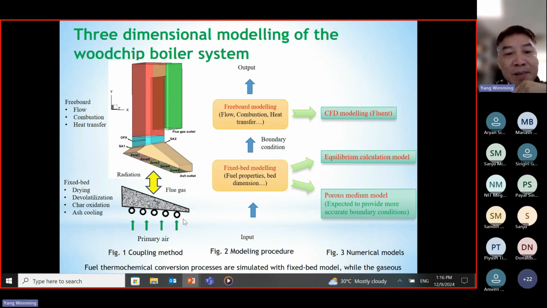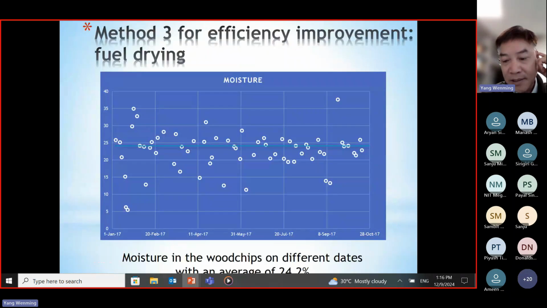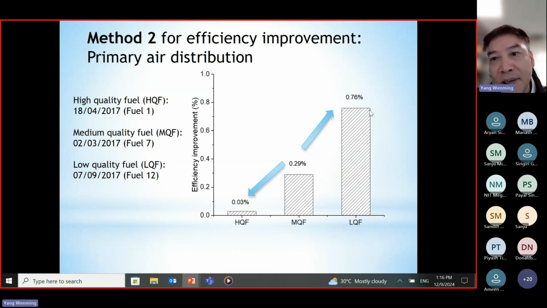By increasing the air supply in this zone 5, we can cool down the temperature of the bottom edge and reduce the heat losses to the bottom edge. In this way, we can increase the efficiency by 0.76% for low quality fuel.